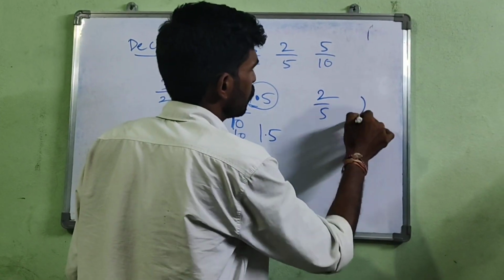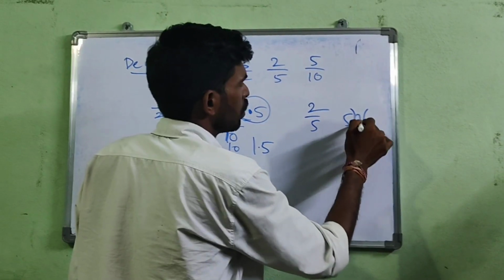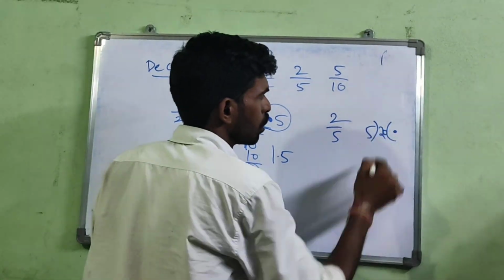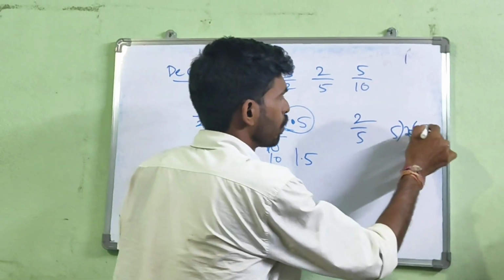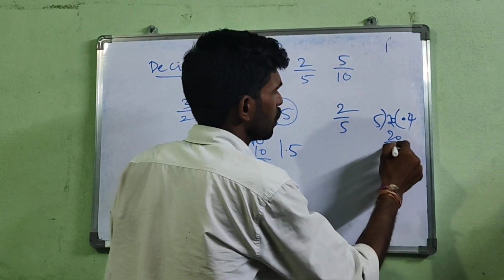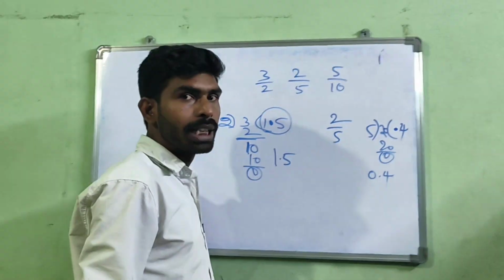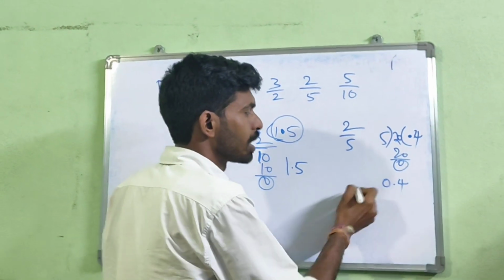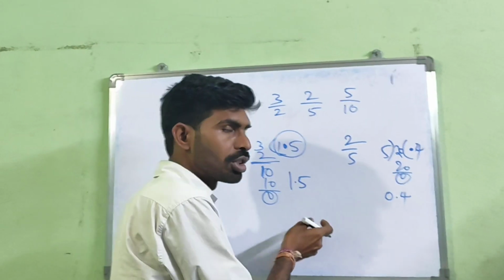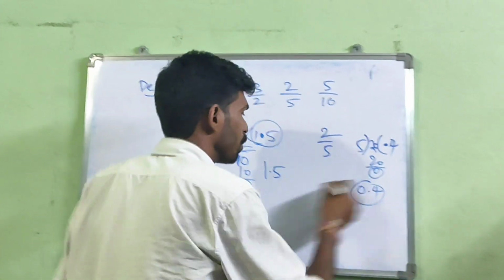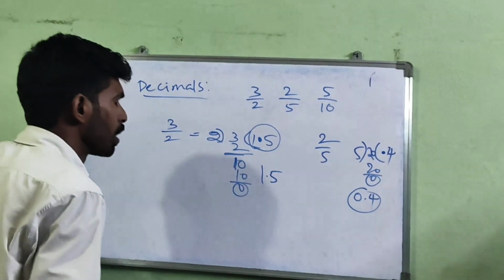2/5 is there. Here 2 is not possible. So if you put a point here, you will get 0 here. 5 4s are 20. So it is 0.4. There are no digits here, so if you put zeros, there is no value for that. Okay, so 0.4.